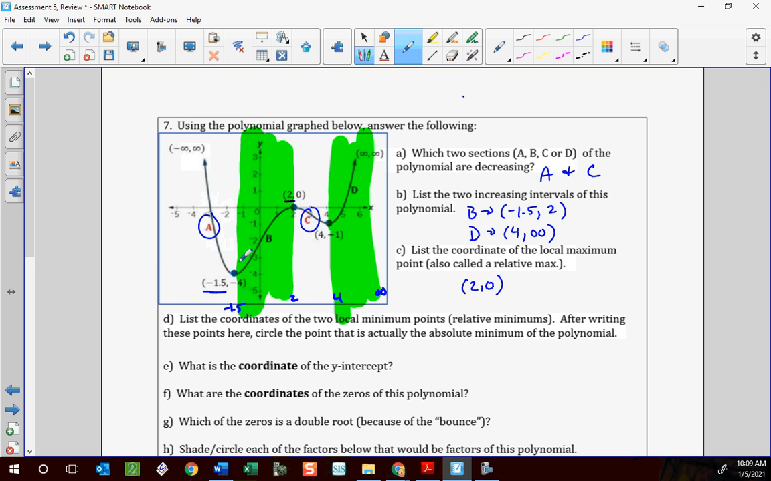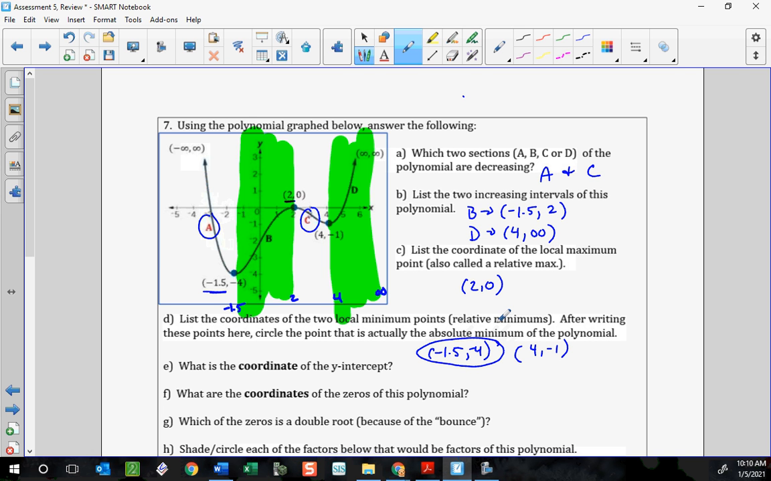All right, letter D, list the coordinates of the two local minimums, or relative minimums. So here, this is a low spot, this is another low spot, so (-4, -4) and also (4, -1). After writing these points, circle the one that's actually the absolute minimum. Absolute minimum, remember, means the lowest on the whole graph. So that would be this one right here. It's the lowest spot on the whole graph, the lowest y value.